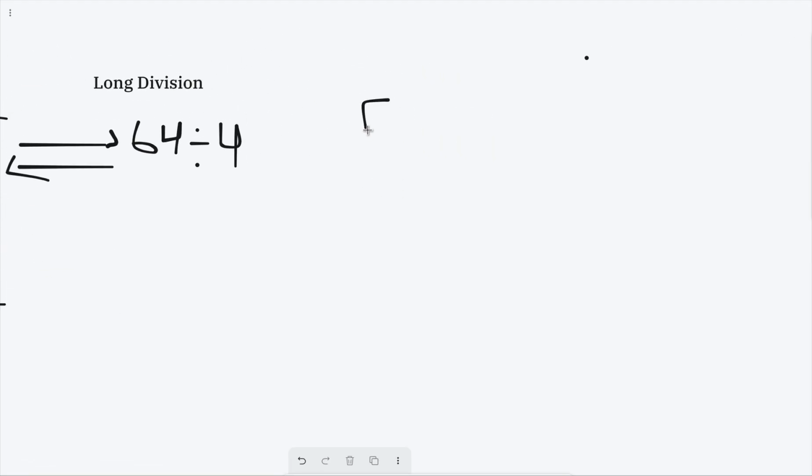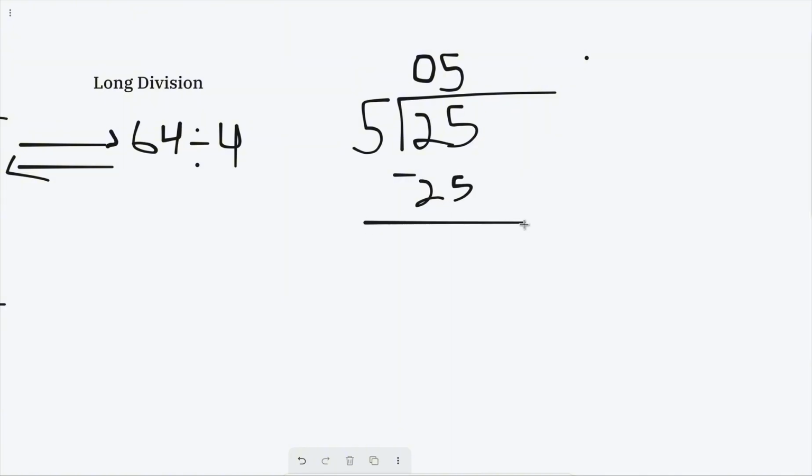What about 25 divided by 5? Now, this one's similar, but there's one small difference. First, we ask ourselves, how many times can 5 go into 2? The answer is 0, so we write a 0 up here, and we don't do anything on the bottom. Now, how many times can 5 go into 25? 5, 10, 15, 20, 25. 5 times, so we write that. Then 5 times 5 is 25, minus this, we have 0. So yep, the answer is 5.